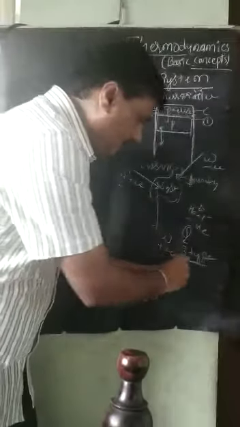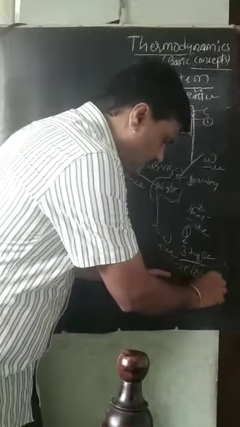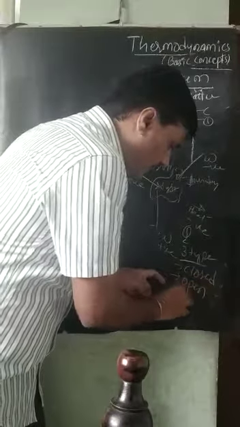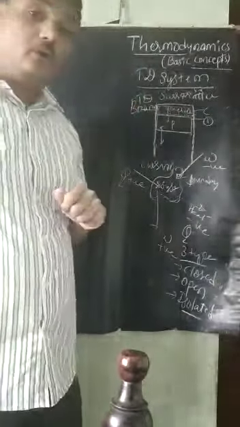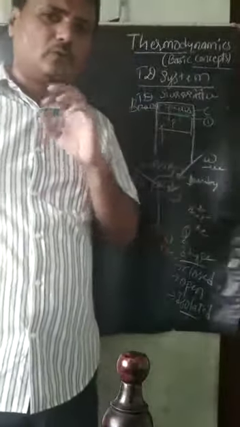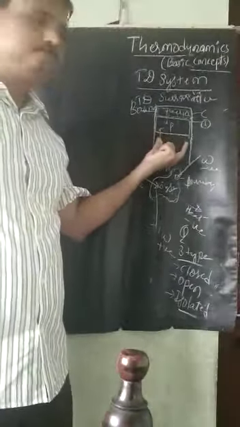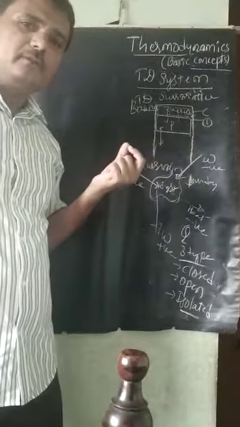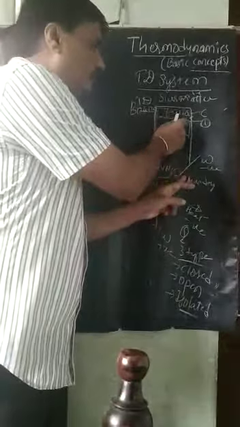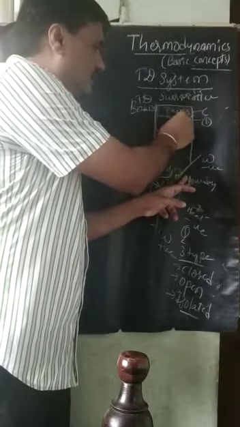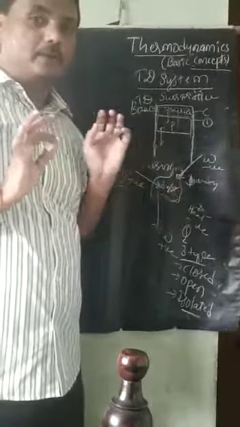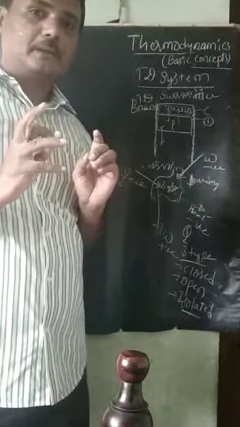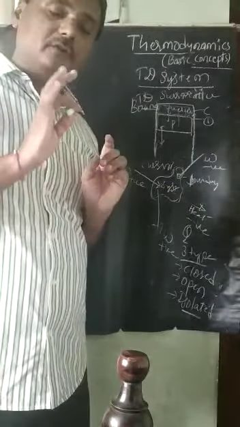The first one is called a closed system, the second is an open system, and the third is an isolated system. First, the closed system. An example is the IC engine. What happens here? Fuel and air are burning, and after burning, heat energy is converted into work. Heat, which means energy, is transferring.